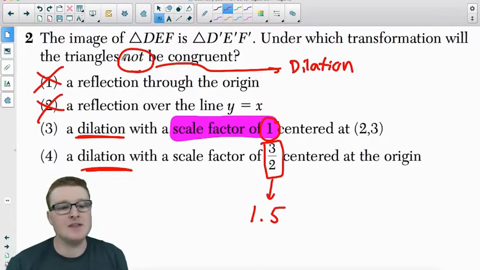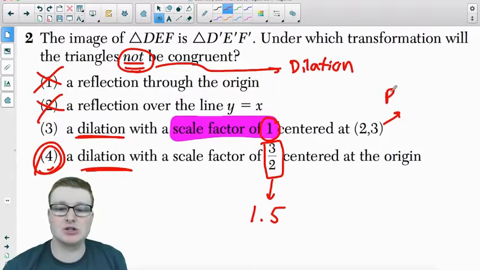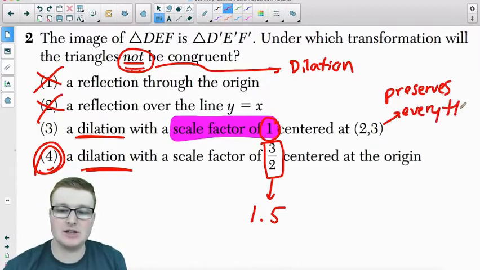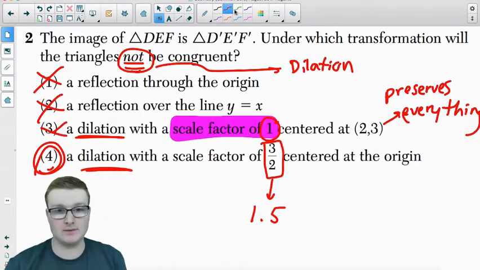So that's why the answer for not congruent is actually going to be choice 4. This one does actually preserve everything. Even though it is a dilation, it still preserves everything just because that scale factor was so special. It had a scale factor of the number 1. All right, so your answer is choice 4.